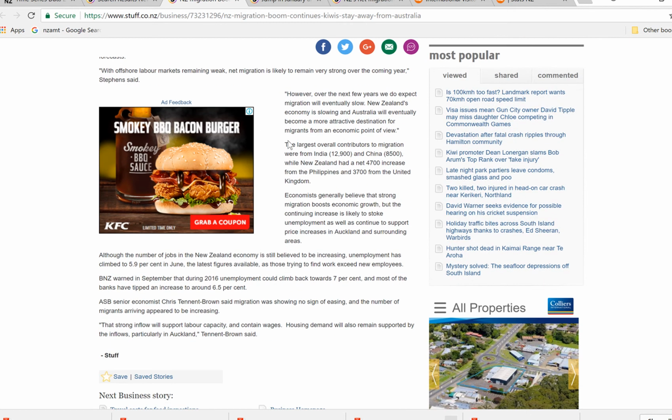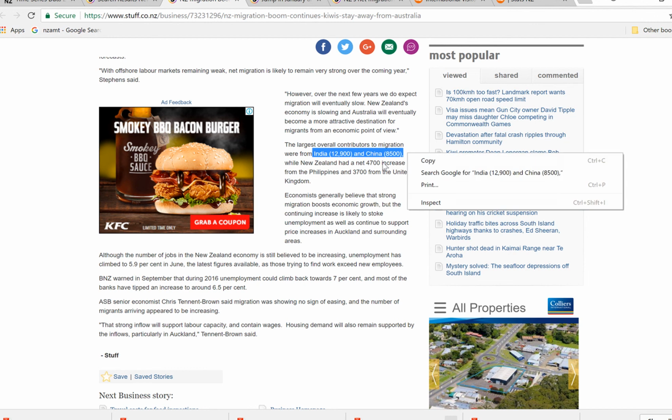It says here the largest overall contributors to migration were from India and China, while New Zealand had a net 4,700 increase from Philippines and etc., etc. But the key thing is those numbers are much higher from India and China, aren't they? Much higher, and that would be unlikely to be a one-off. So I'm going to write that down.